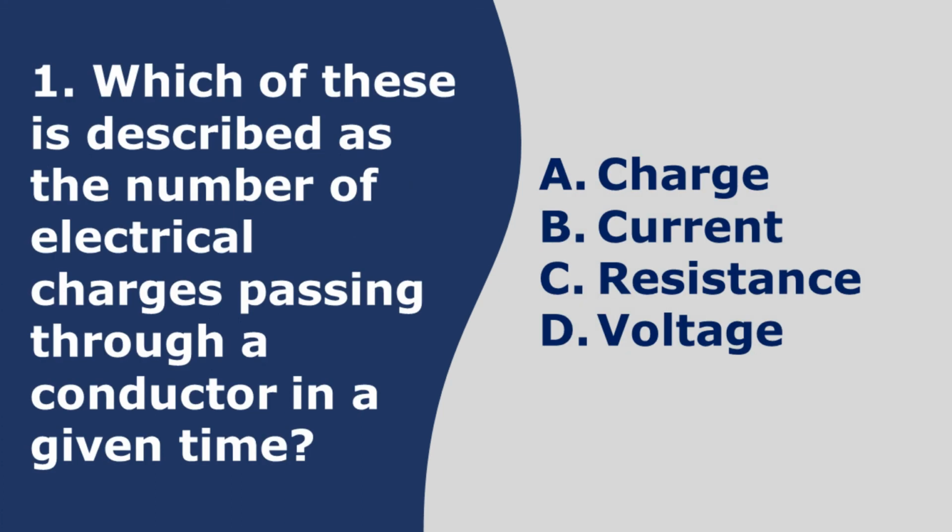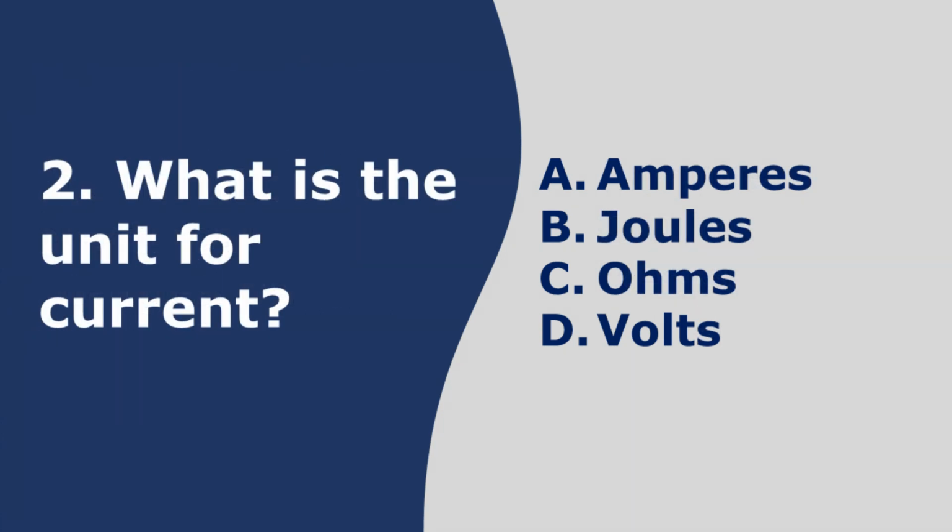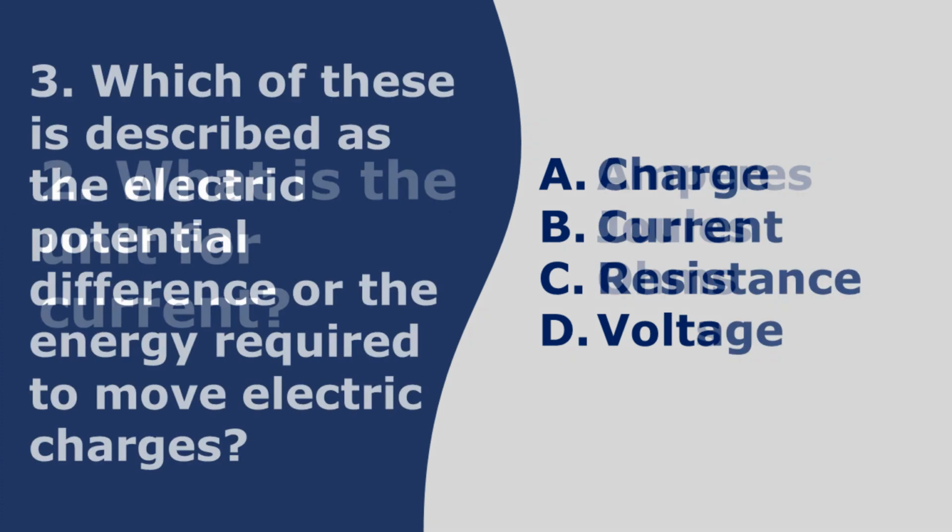Number 1. Which of these is described as the number of electrical charges passing through a conductor in a given time? A. Charge, B. Current, C. Resistance, D. Voltage. Number 2. What is the unit for current? A. Amperes, B. Joules, C. Ohms, D. Volts.